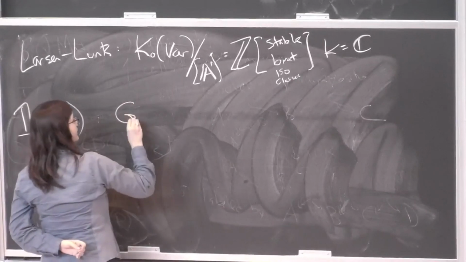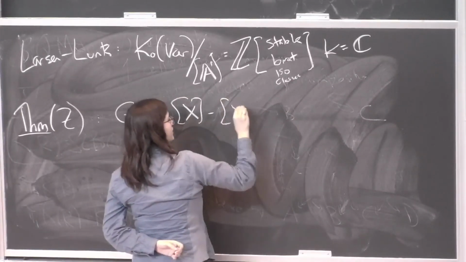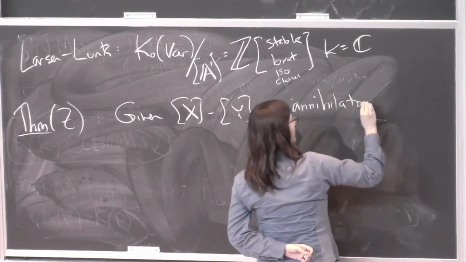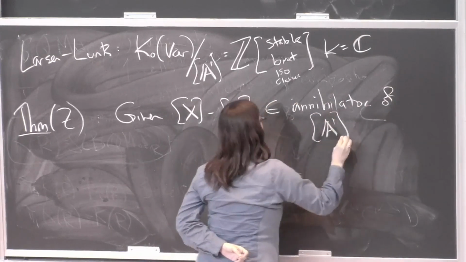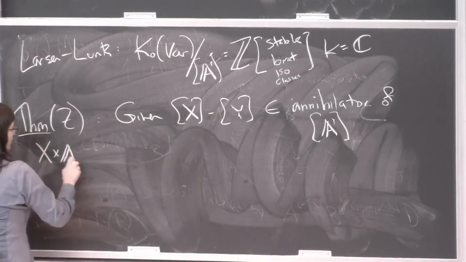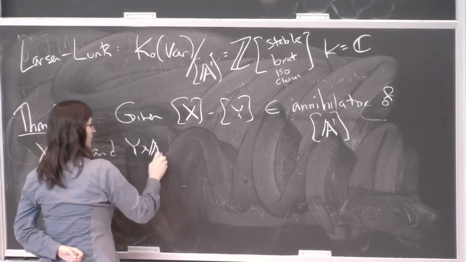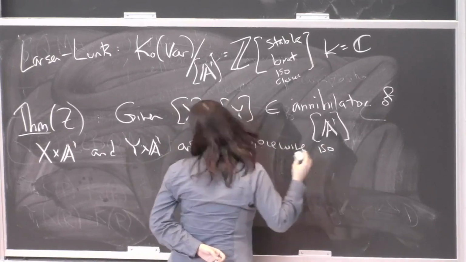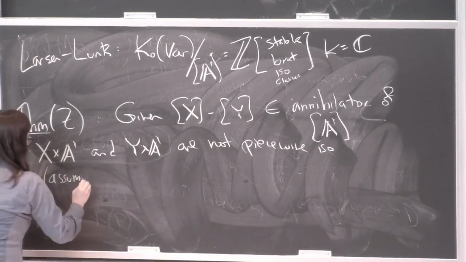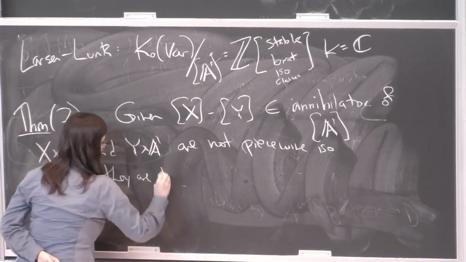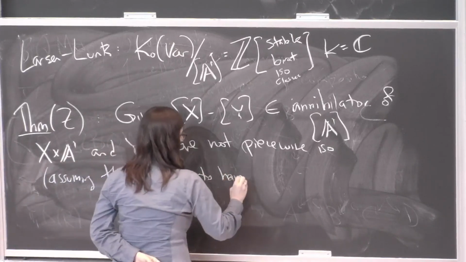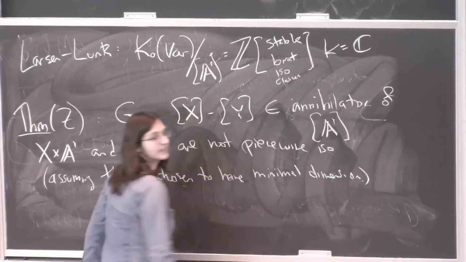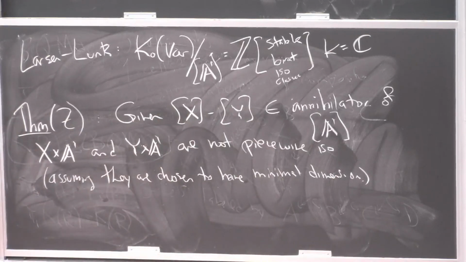So the theorem is: given x minus y in the annihilator of the class of the affine line, x cross A1 and y cross A1 are not piecewise isomorphic, assuming they are chosen to have minimal dimension. Yes, A1 is important.